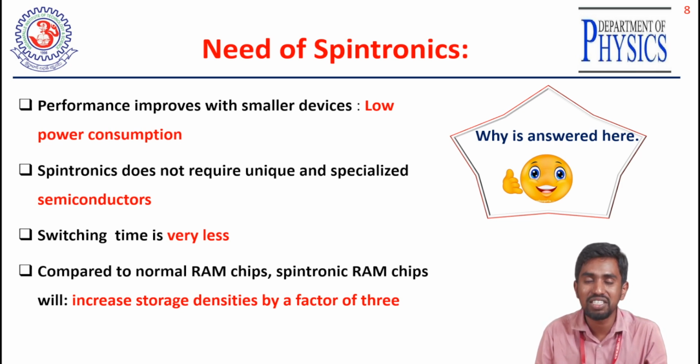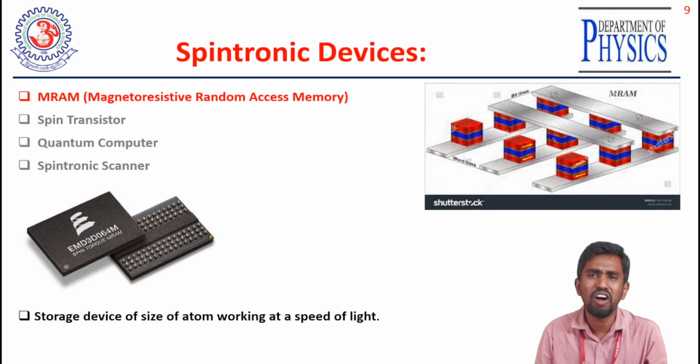So these are the needs we have in our electronic systems, and this will be replaced by only the spin part of the electron. Up to now they are using it in MRAM, magnetoresistive random access memory, spin transistors, quantum computers, and spintronic scanners. This is MRAM. Nowadays they are replacing RAMs with MRAMs. Magnetoresistive memory is nothing but a spintronics device, a random access memory.